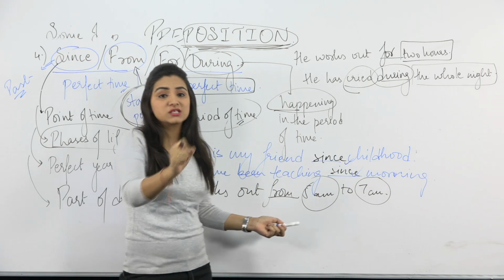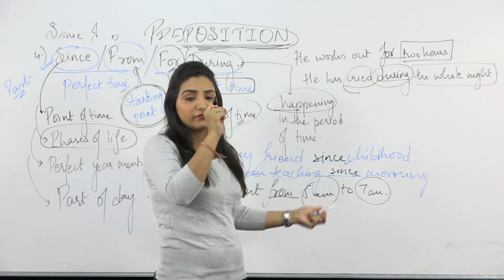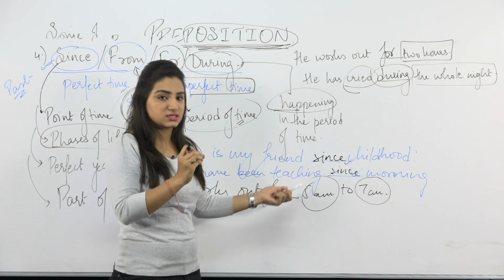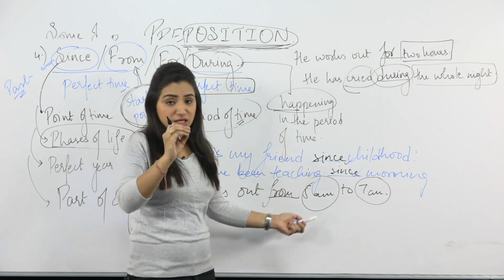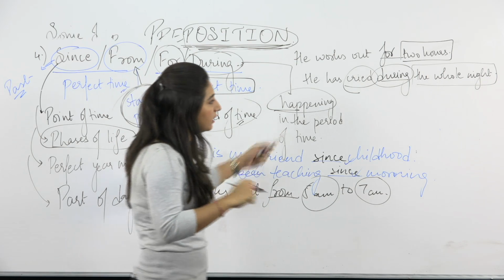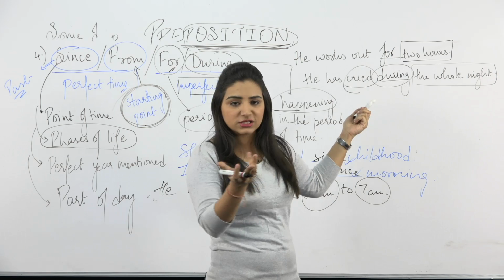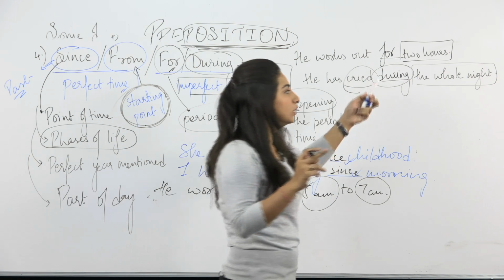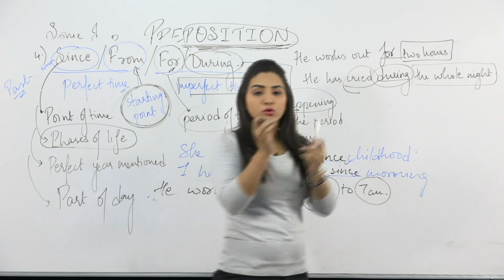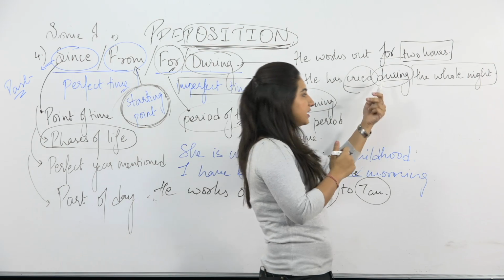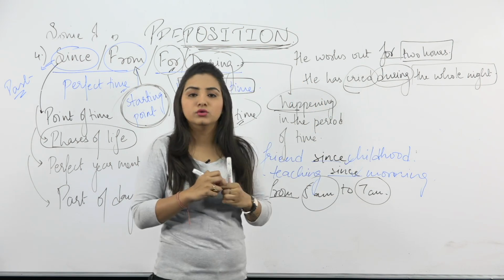But if the starting point was from past, then in that case we'll use since. अगर starting point past से है तो since लगाएंगे. Starting point अभी आने वाला है तो from लगाएंगे. अगर imperfect time है, पता नहीं है कौन से आवर्स की बात कर रहा है, कौन से ईयर की बात कर रहा है, तो फॉर का यूज होगा. और उस पीरियड ऑफ टाइम के बीच में अगर कुछ होता है, उसकी हैपनिंग बताई जाती है, तो किसका यूज करते हैं? ड्यूरिंग का यूज करते हैं.